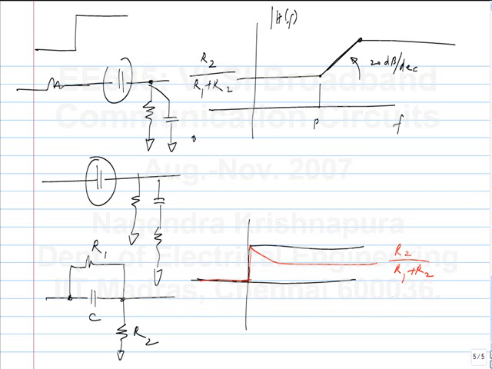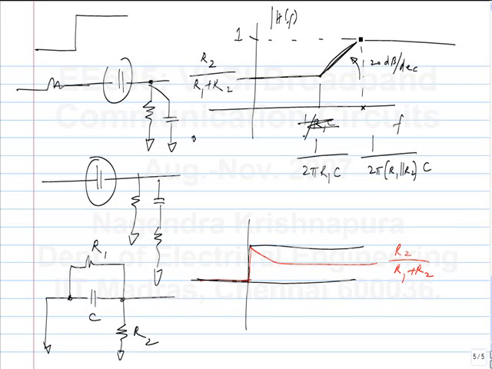The zero is at 1 over 2 pi R1C if I plot it on the f axis. And where is the pole? If you ground this, you have R1 and R2 in parallel with C. That's what gives you the pole. So if your C and R1 and R2 are the right values, this boost will be where the channel is attenuating. And that has to be within, let's say, Fs by 2.